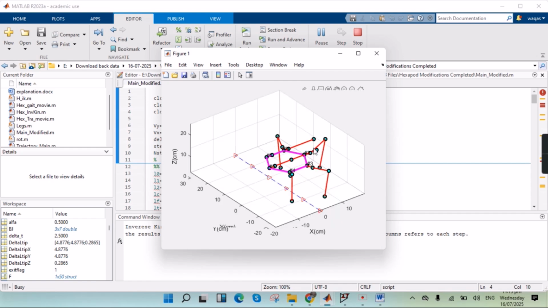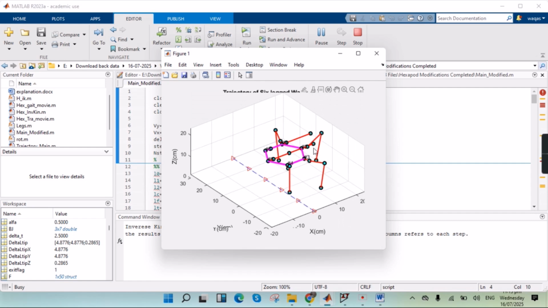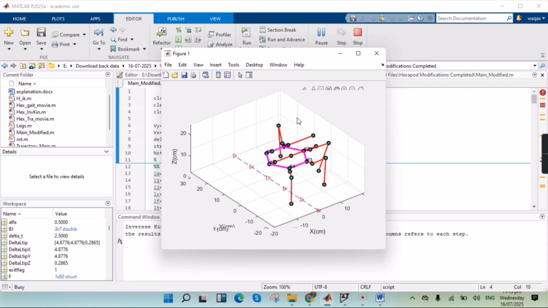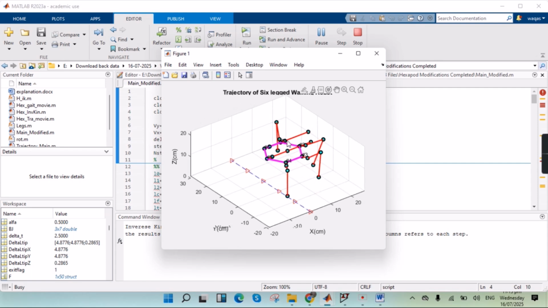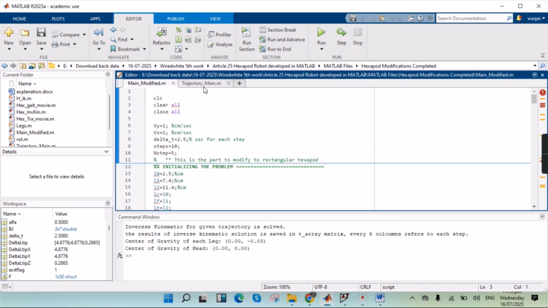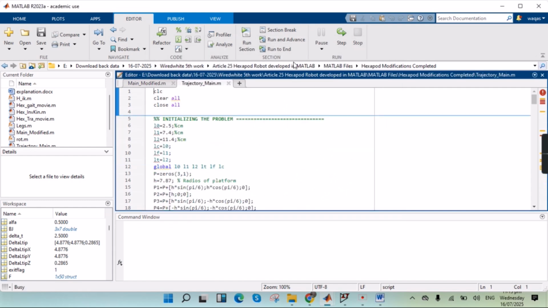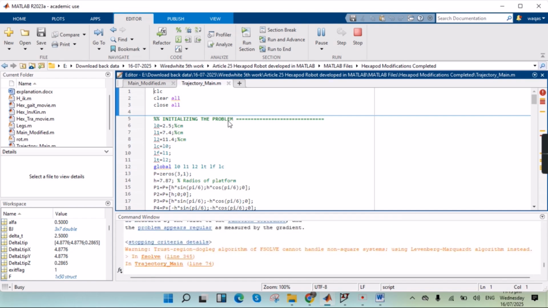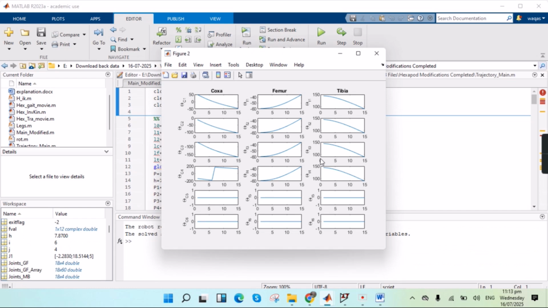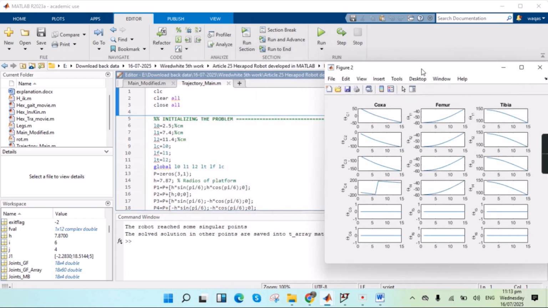So let me also, yes, this one. See, the movement of the robot is in four legs only. The trajectory of the six-leg walking robot. Let me also show you its trajectory main as well. Yes, this one is the tibia.